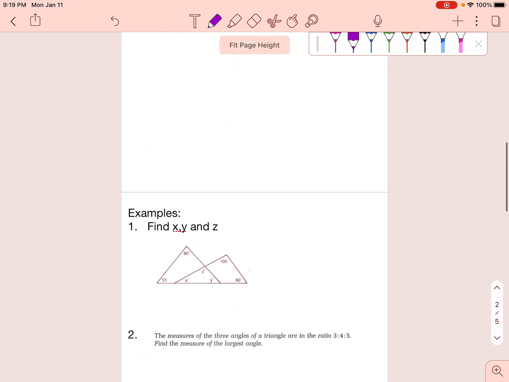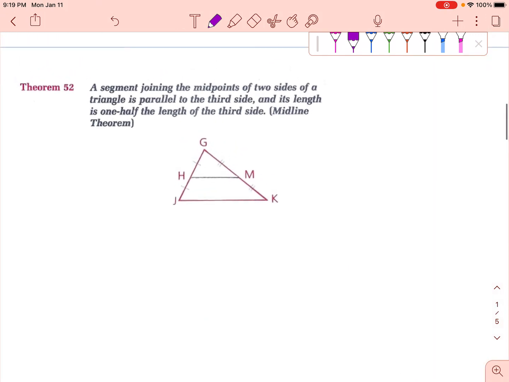And then my last theorem, before I get into the examples, is called the Midline Theorem. Okay, I'm going to highlight this. The Midline Theorem. And this is a lot of information. A segment joining the midpoints of two sides of a triangle. Okay, so H is the midpoint of GJ, and M is the midpoint of GK.